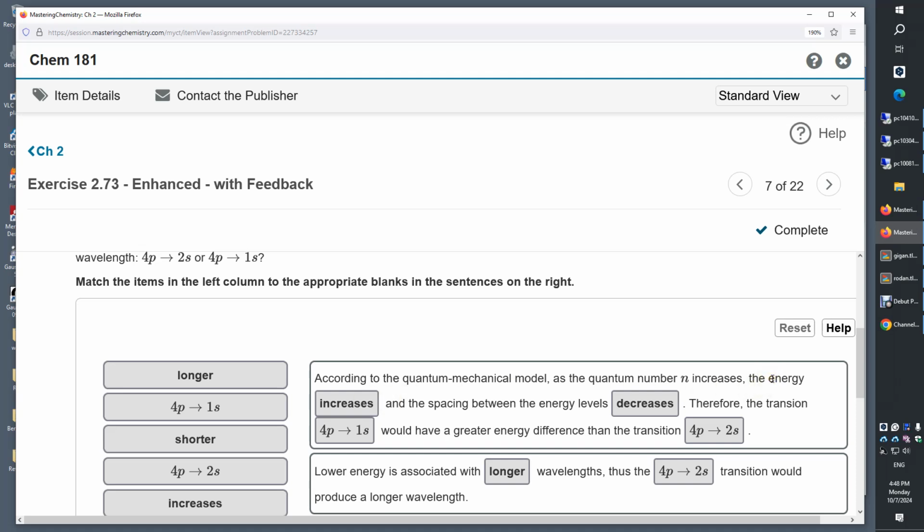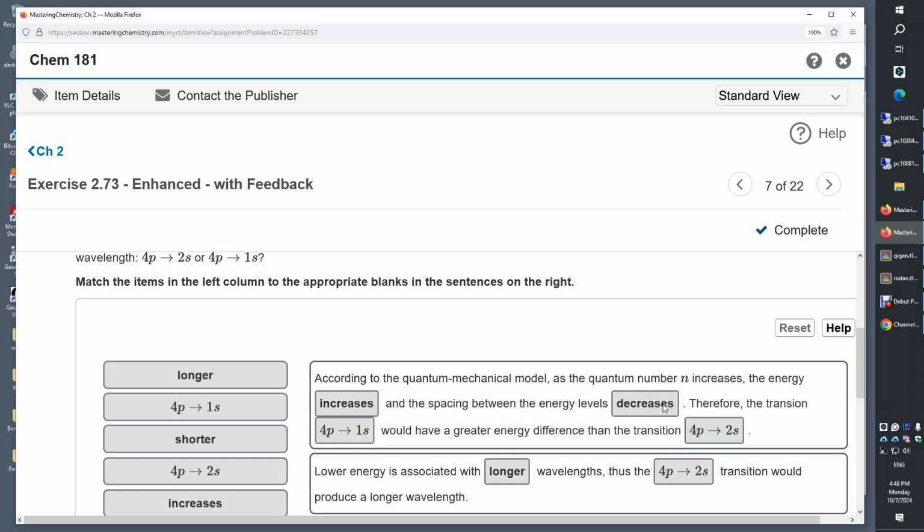Actually, the energy is proportional to -1 over n squared. So when n increases, 1 over n squared decreases, but -1 over n squared increases. So really, the energy becomes less negative. Therefore, the energy increases. The spacing between the energy levels decreases.